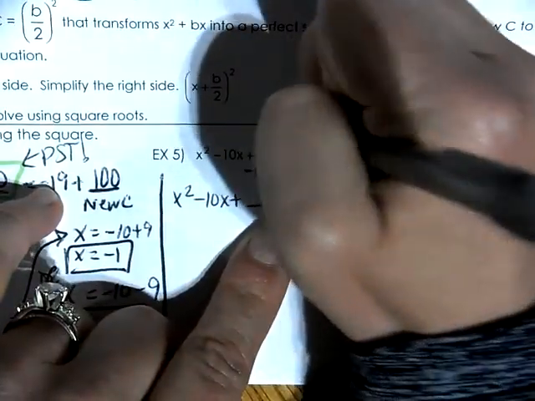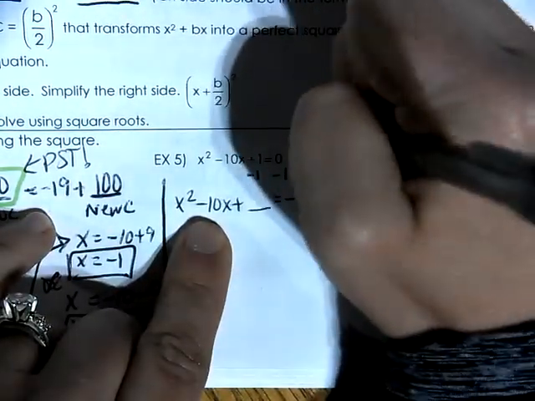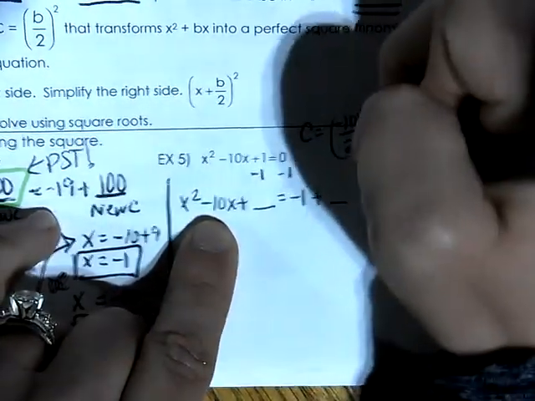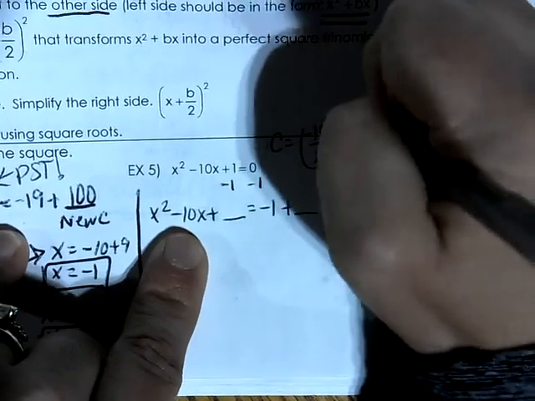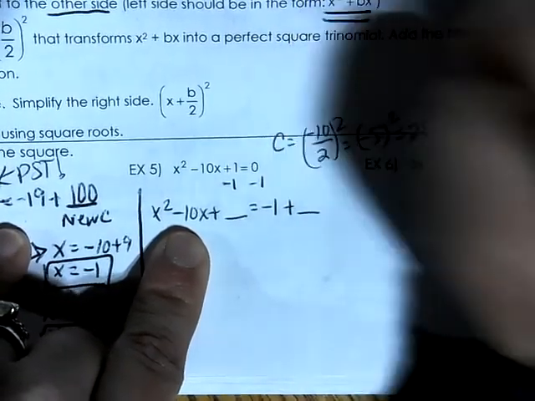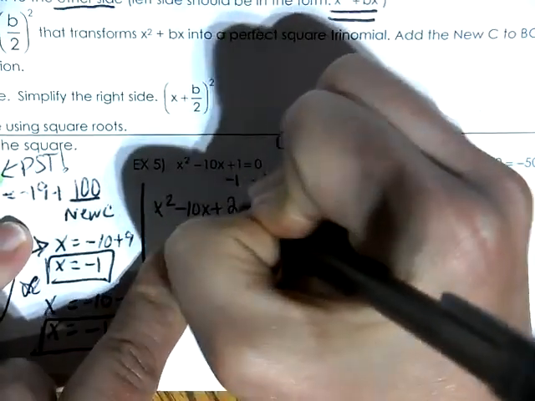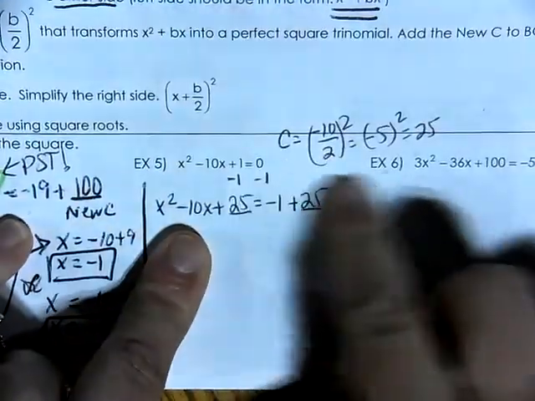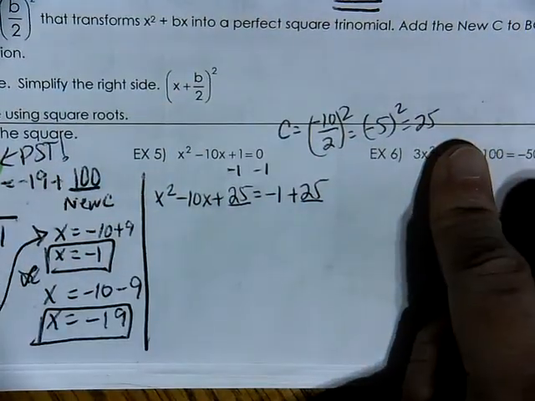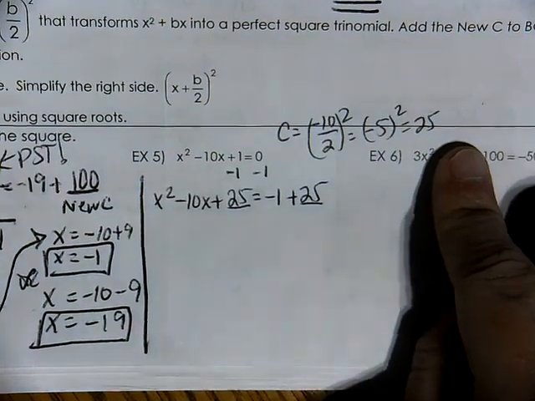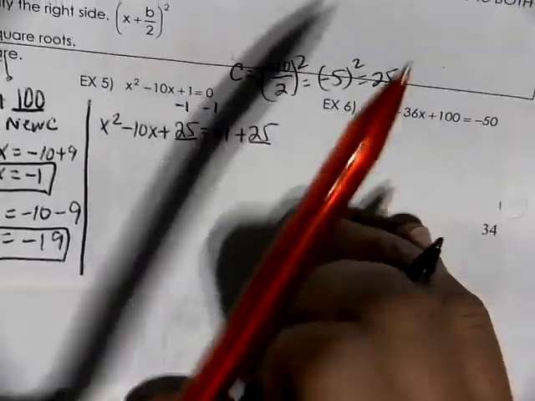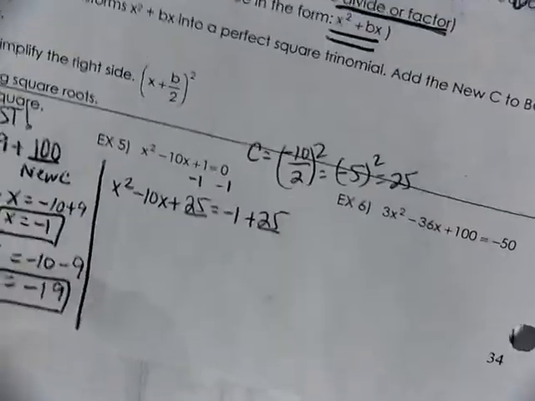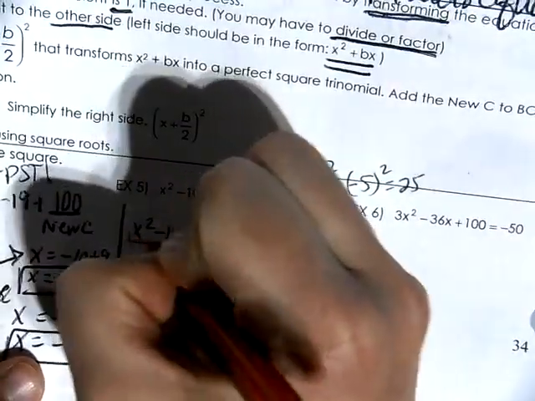Now to find my new c value, that's going to be my b value, which is negative 10, cut in half and squared. Half of negative 10 is negative 5. Negative 5 squared is 25. So I need to add 25 to both sides, and eventually you won't have to show this work. You'll be able to see what that value is going to be without having to write anything. But what's really nice is that because we added 25 to both sides, we now have one side that is a PST.